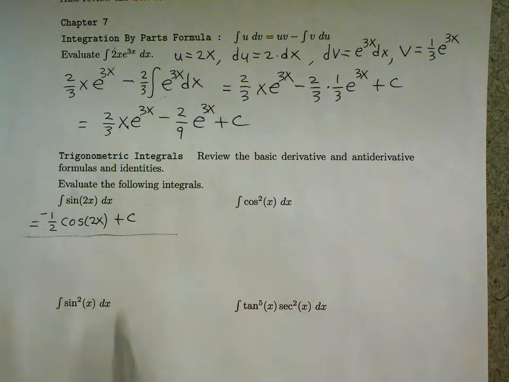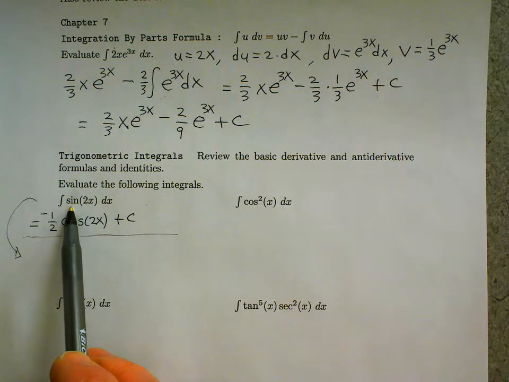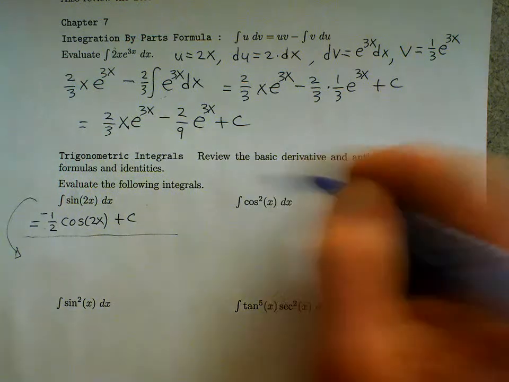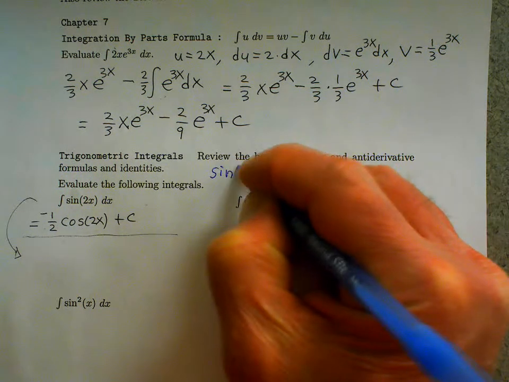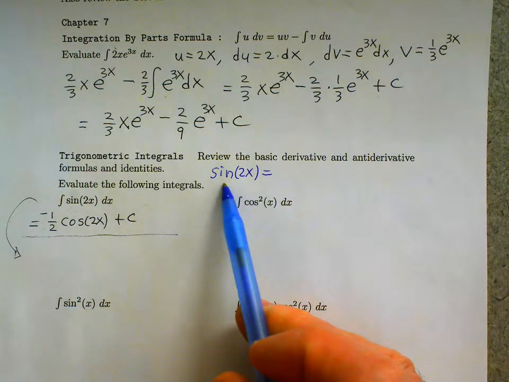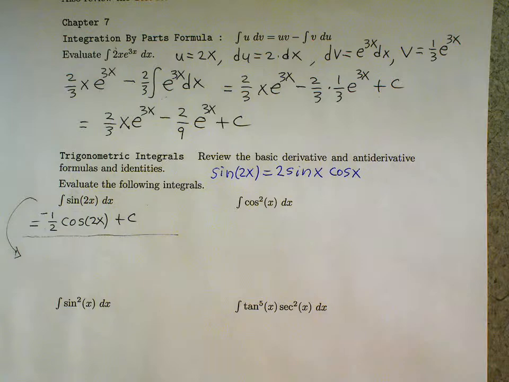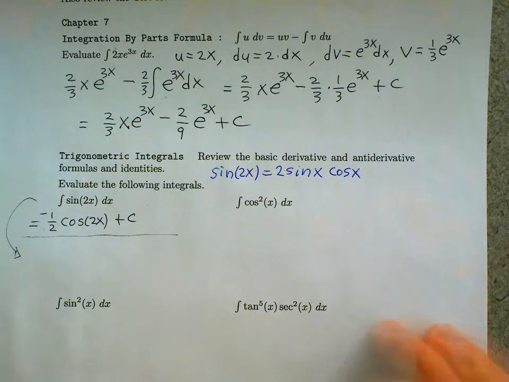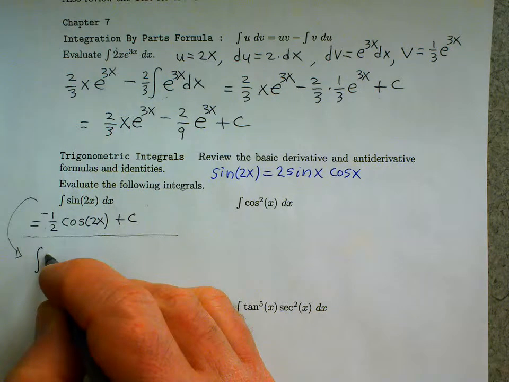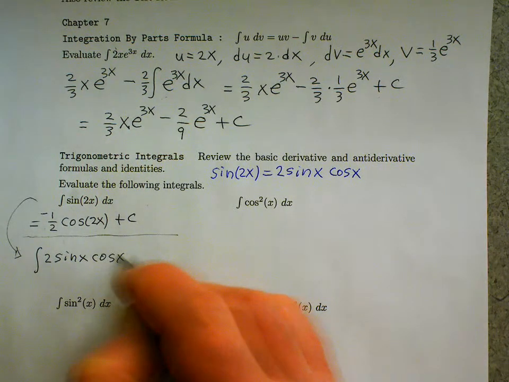Another option, an identity for sine of 2x. Even if you don't want to do it for this integral, this identity is a nice identity to remember. Sine of 2x is 2 times sine of x times cosine of x. So if you use that for this, we have the integral of 2 times sine of x cosine of x dx.